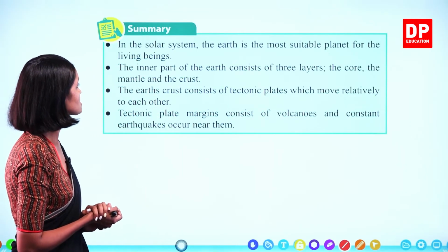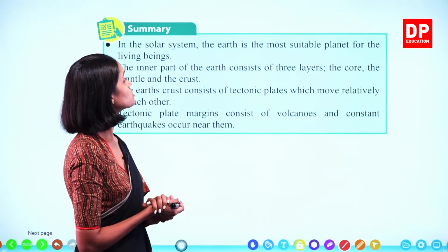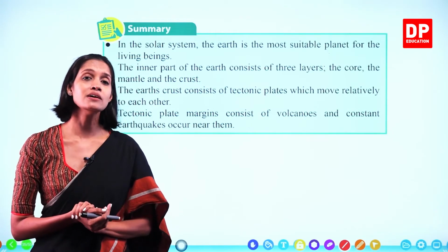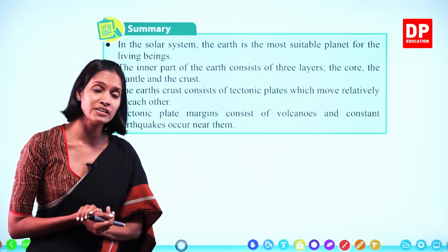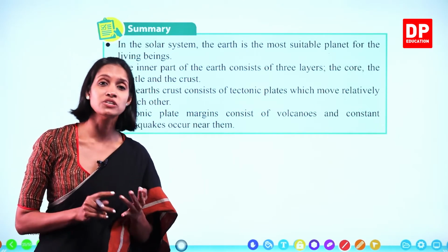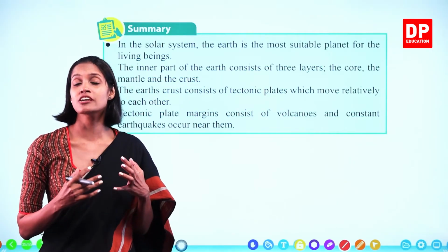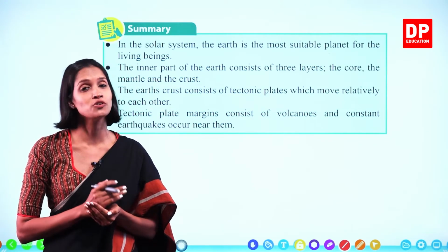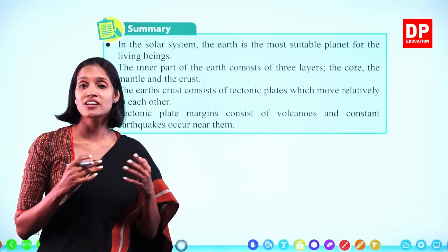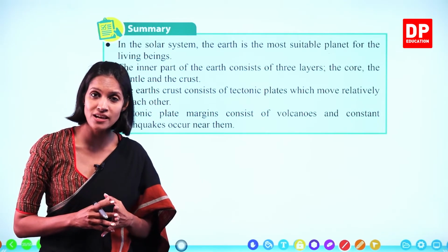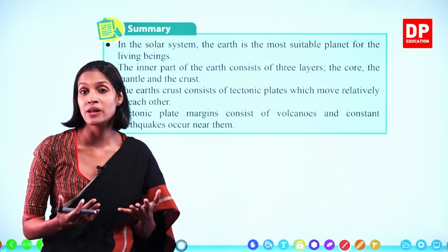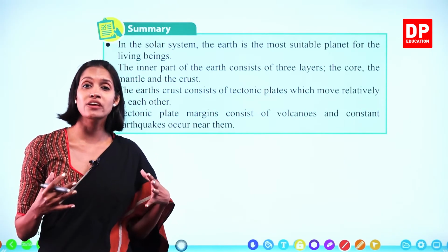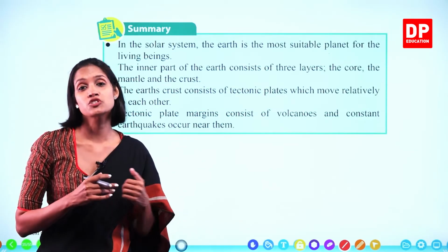In the solar system, the Earth is the most suitable planet for living beings. What is the reason, children? Because all the favorable conditions, especially water, are present. Our atmosphere contains oxygen. So you all know that we cannot live without oxygen or water, right? Our atmosphere contains oxygen gas, and at the same time our planet is the only planet with water and all the other favorable conditions to live.